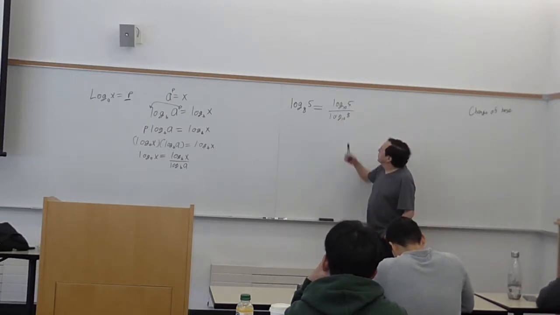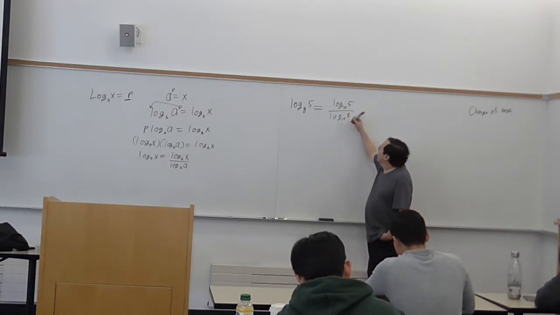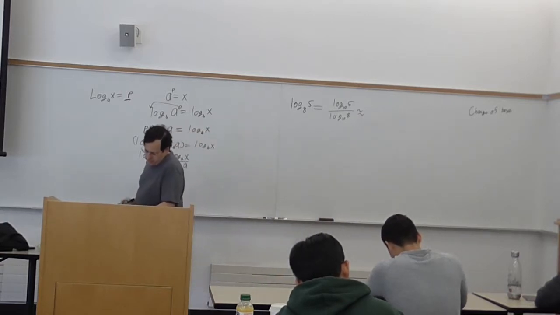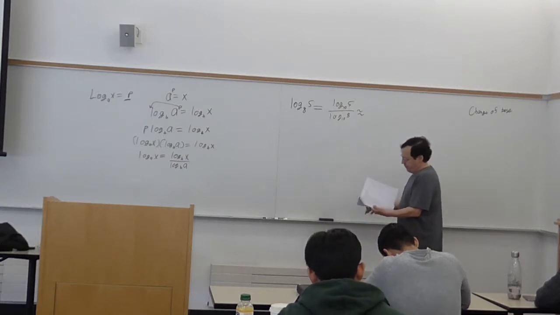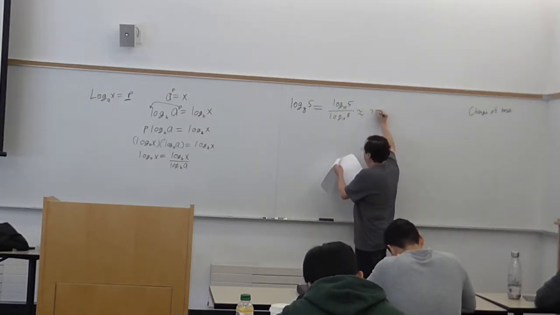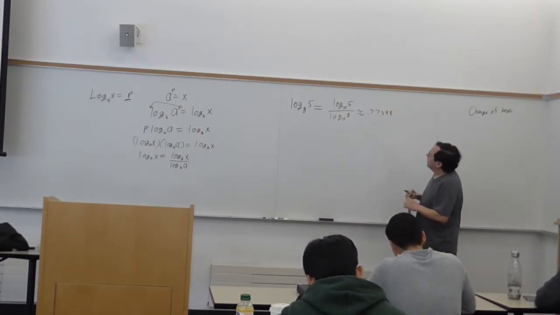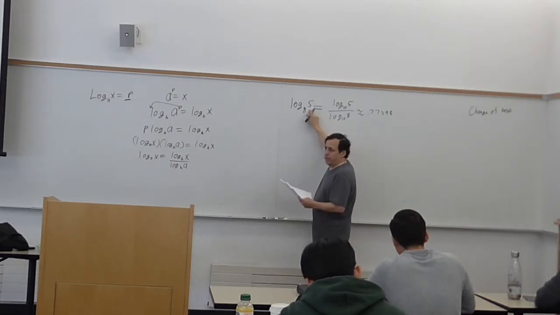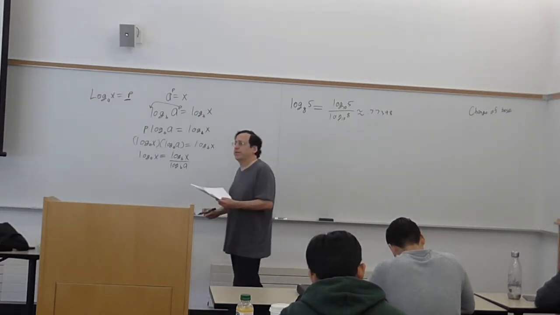And we do have a button for log to the base 10, right? So we can plug this in, and what do we get? We get about 0.77398. Okay, that kind of makes sense. 5 is between 8 and 1, so we'd expect the log to be between 0 and 1.